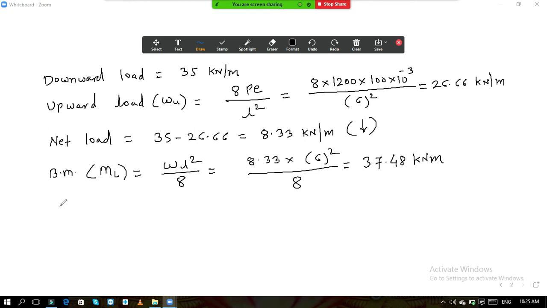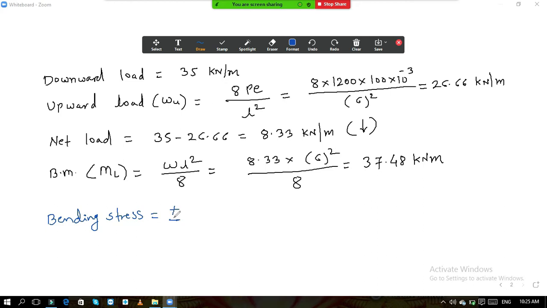After calculating the bending moment due to live load, that is external load, we will calculate the bending stress. So to calculate the bending stress, now see, this load is moving downward. So the bending of the beam will be sagging bending. So compression is at top and tension is at bottom.